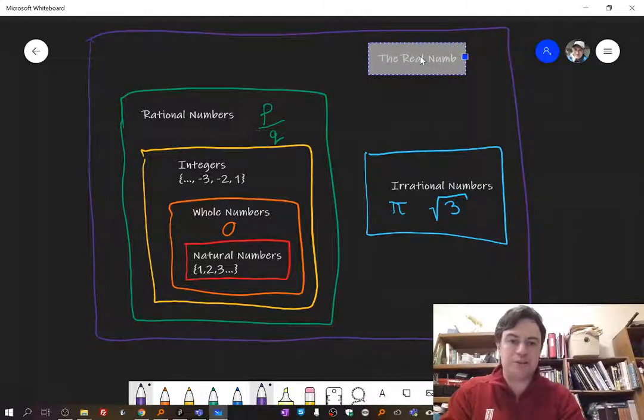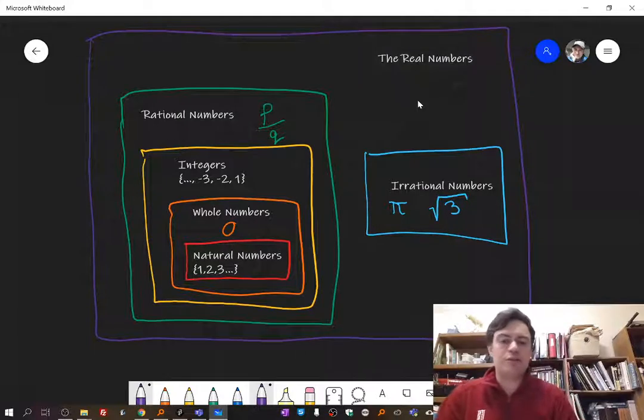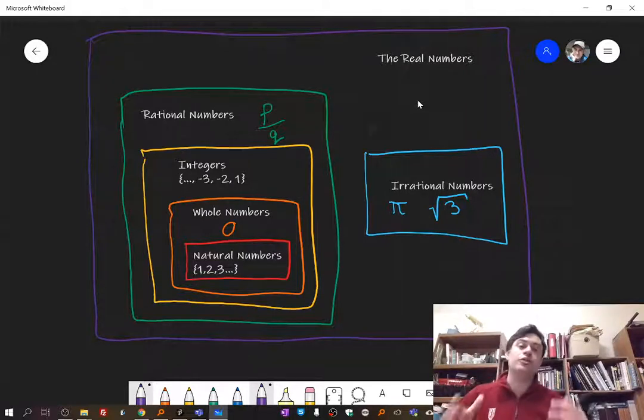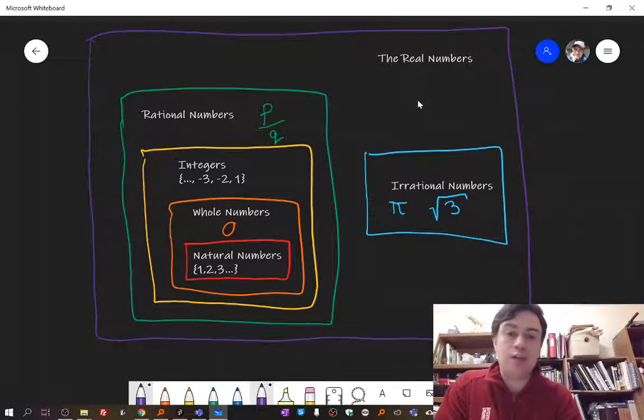The real numbers. So every number in here, irrationals, whole numbers, integers, rational numbers, they are all real numbers. These are all the numbers that can be represented on a number line. They're all in there. Every single one of these numbers is on a number line.